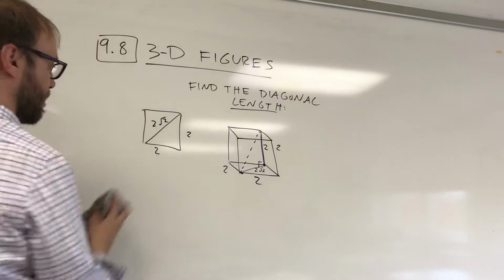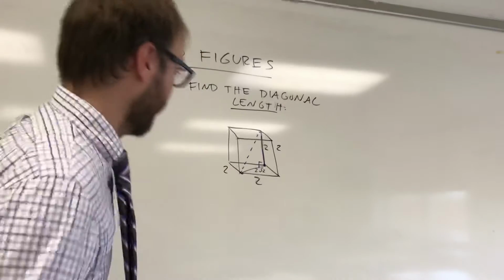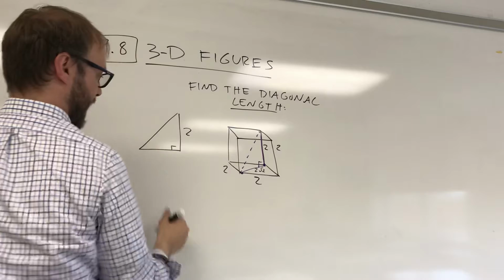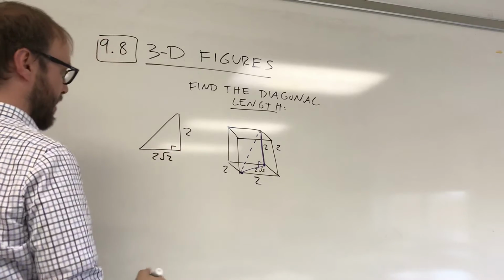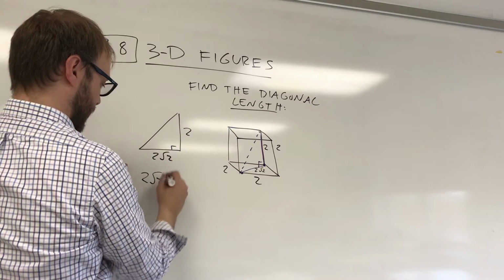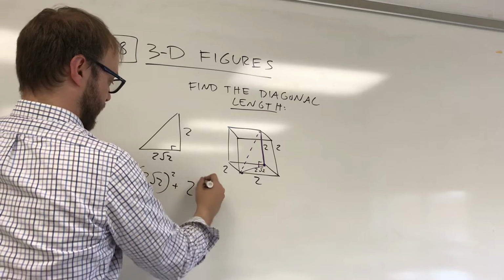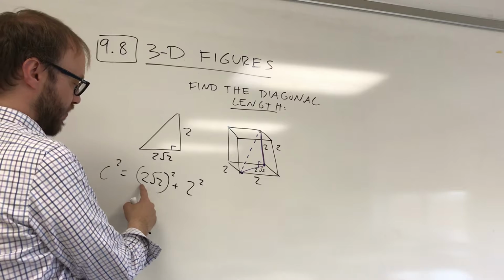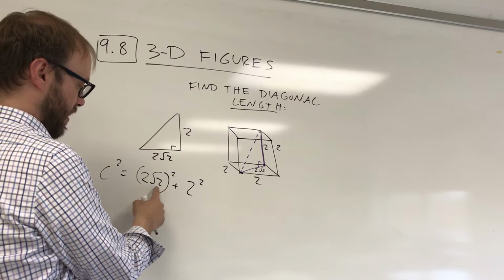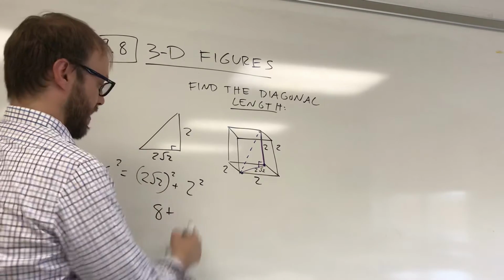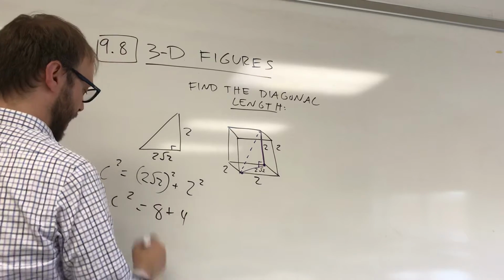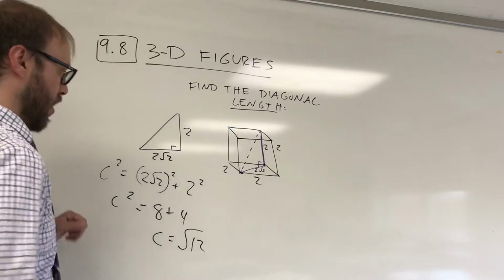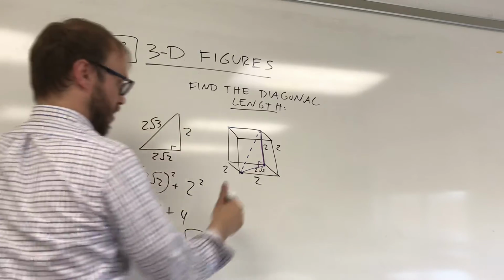I have a right triangle, the purple right triangle on the inside here, that has a height of 2, and it has a 2 radical 2 on that side. So we can take 2 radical 2 squared plus 2 squared, and that'll be equal to c squared. Okay, 2 squared is 4, radical 2 squared is 2, 4 times 2 is 8, plus 4 is c squared. C is going to end up being the square root of 12, which is 2 radical 3.